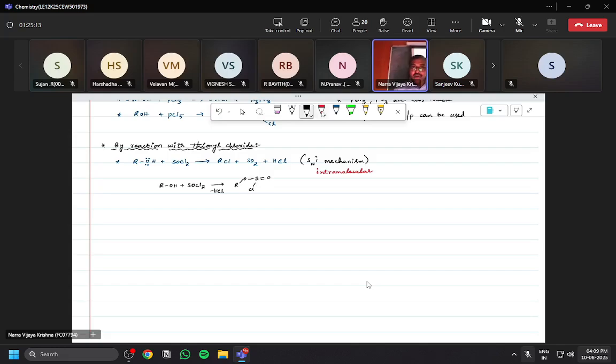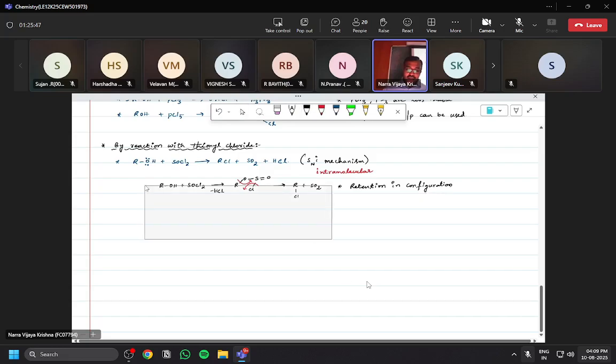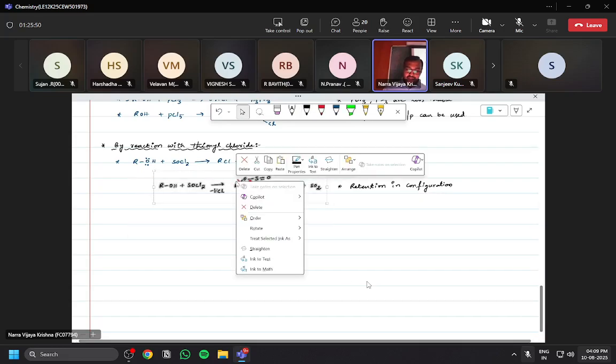Then what happened? Some sort of rearrangement leads to formation of RCl and SO2. Now in this, what happened? Retention in configuration. Why am I writing retention in configuration? Because the leaving group and incoming group are coming in the same direction. So in SNi mechanism, the reaction proceeds via retention in configuration.